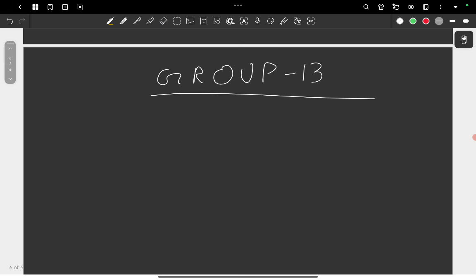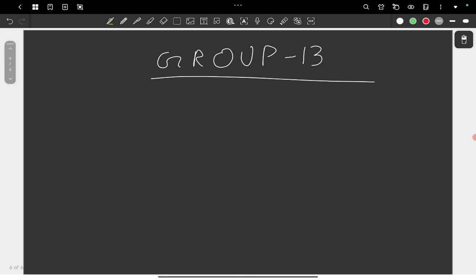Now, let's start with group 13, the first part of our one shot lecture series. First of all, what are the group 13 elements? These are boron, aluminium, gallium, indium, and thallium.